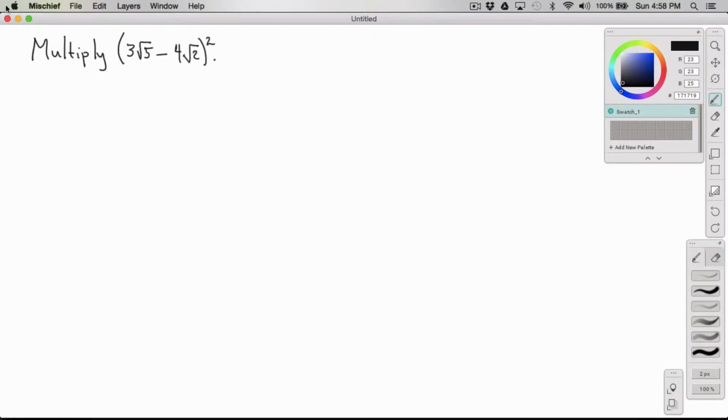Hi, this is Tom, and in this episode we're going to multiply 3 times the square root of 5 minus 4 times the square root of 2, the entire quantity squared.